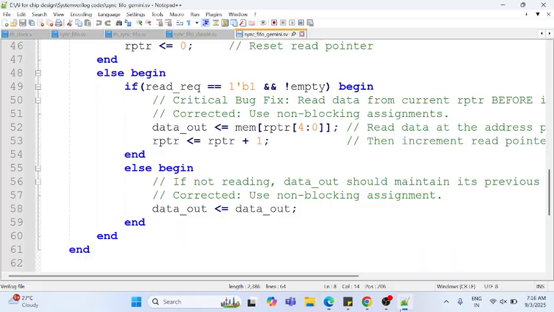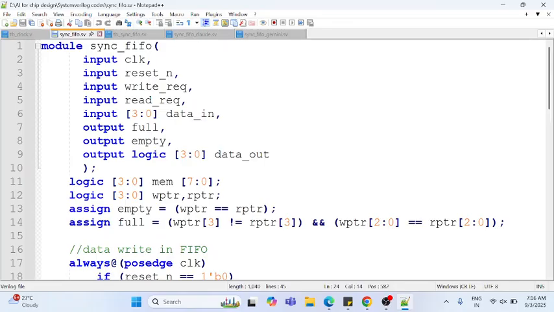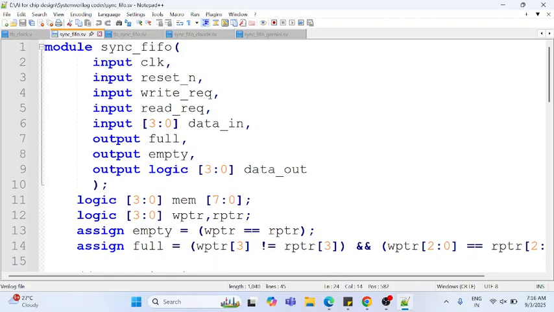Now, moving on to the basic RTL code, which is SystemVerilog code. This is a synchronous FIFO without any parameterization. You can think about the parameterization later. This is a synchronous FIFO with a depth of 8, that means a synchronous FIFO with 8 entries. It can write data in 8 locations. Each data is 4 bits wide.